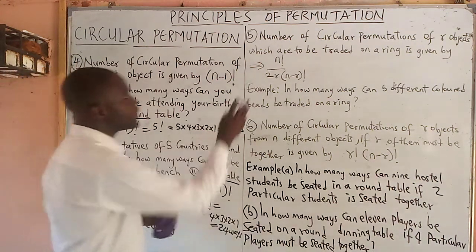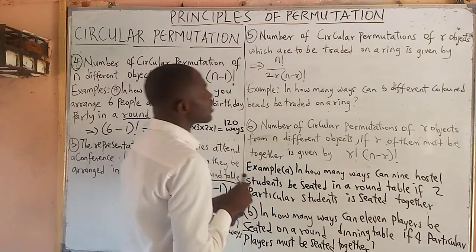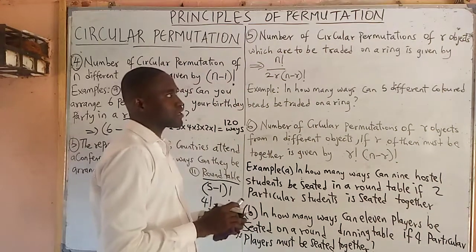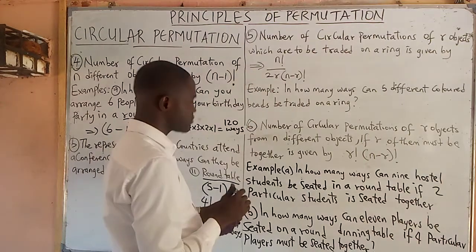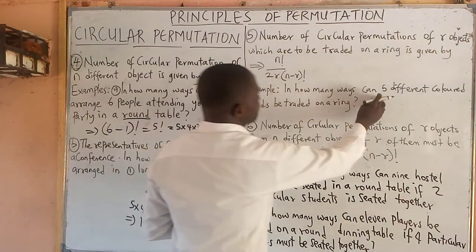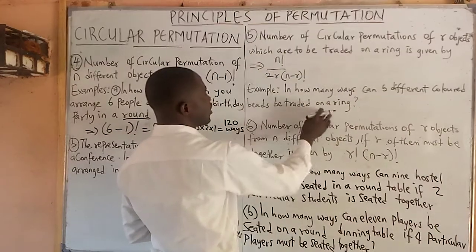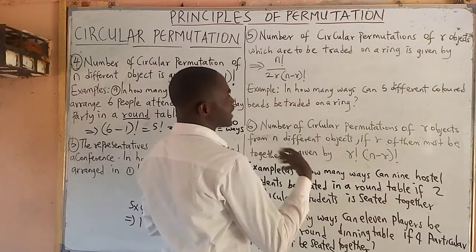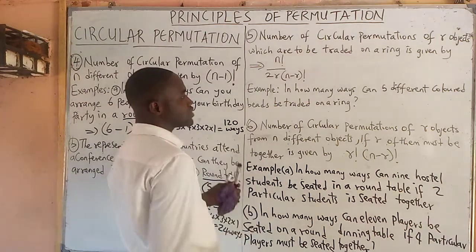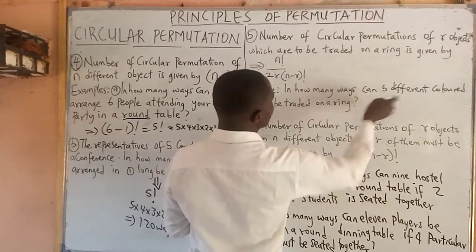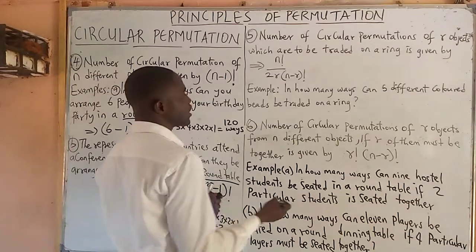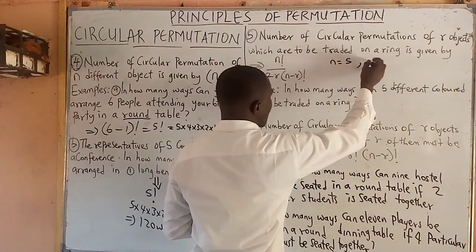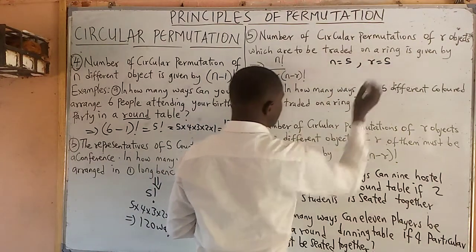Okay? Now, principle number 5. The number of circular permutations of r objects which are to be threaded on a ring is given by this. In how many ways can 5 different colored beads be threaded on a ring? From this question, we don't need to know which one is your r, or which one is your n. They only told us 5 different colored beads are threaded on the ring. You just say n is equal to 5, r is equal to 5.